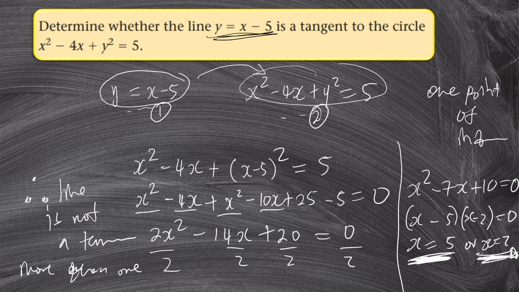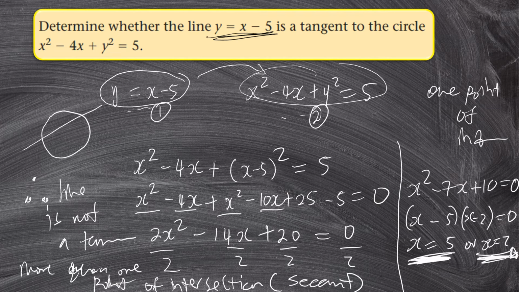1 point of intersection, meaning that that line is a what? Is a secant, because there are 2 points of intersection, and we know that a secant is a line that touches a circle at 2 points. So we are getting 2 values of x, meaning that there are 2 points of intersection, meaning the line is not a what? It's not a tangent.